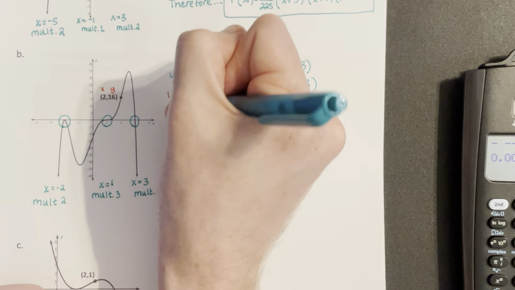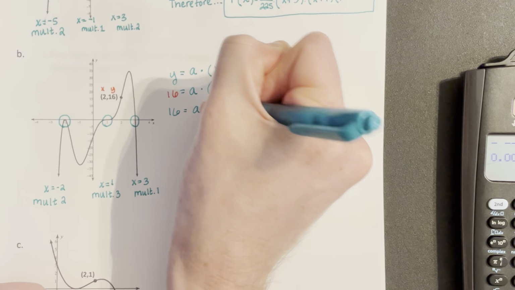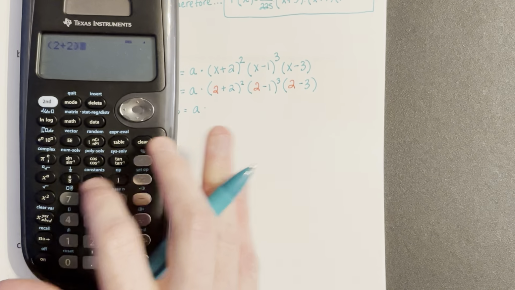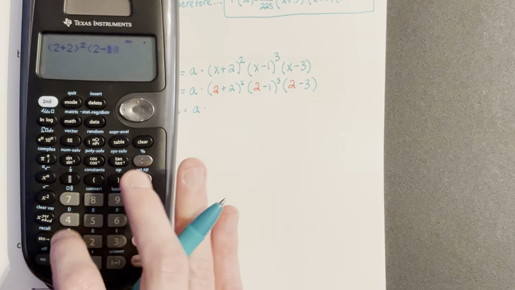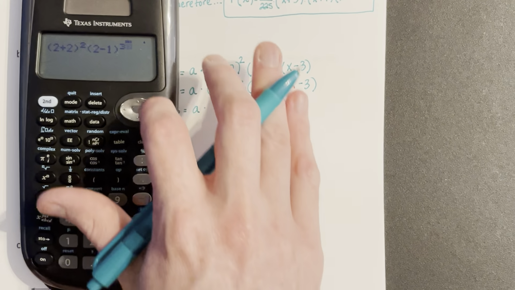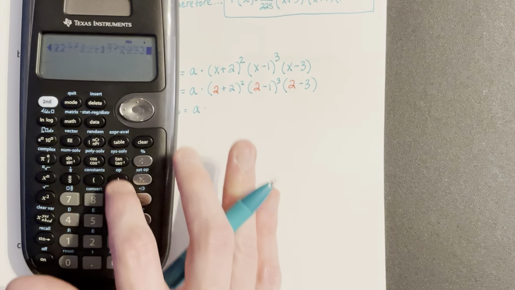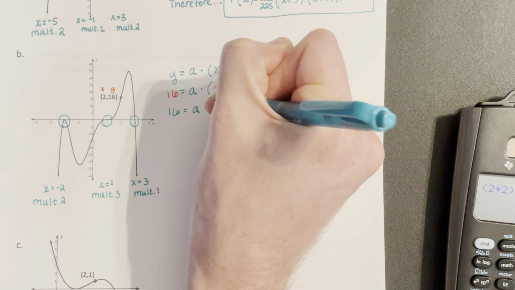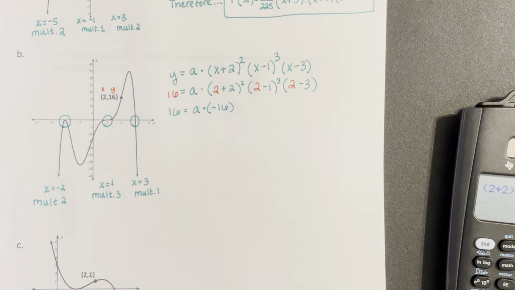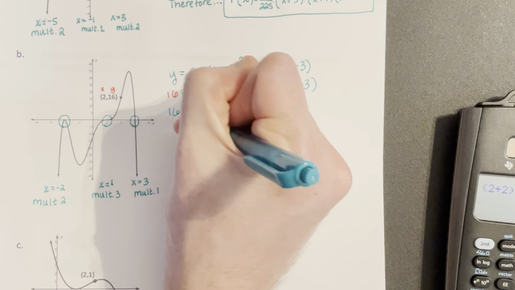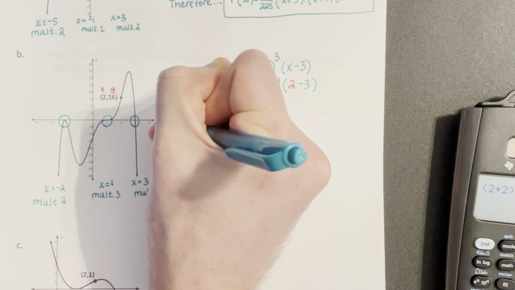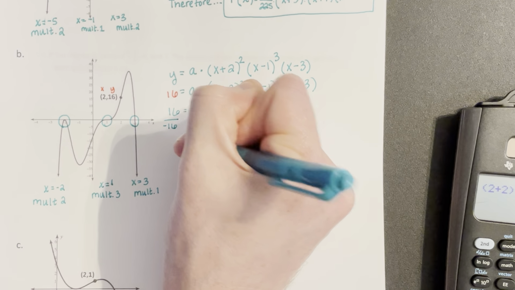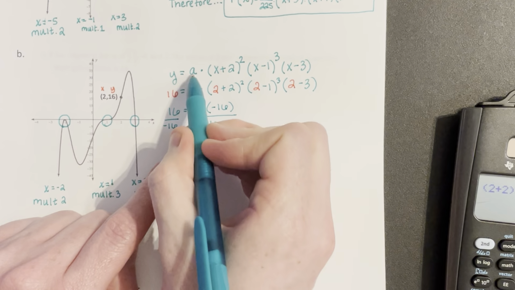3. We work that out a little bit, and you can put all that in your calculator if you want, so I'll do that here. 2 plus 2 squared, 2 minus 1 to the third, and 2 minus 3. We get a -16. Now remember, this is multiplication, so to undo multiplication, we're going to divide. And I get 16 divided by -16 is just -1. So the a value is a -1.